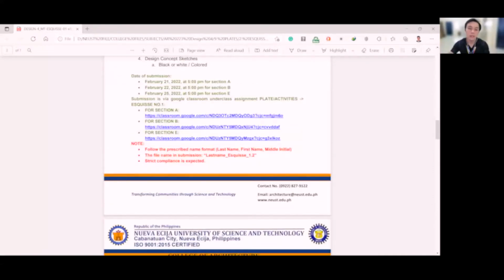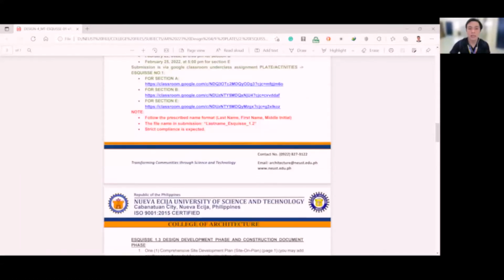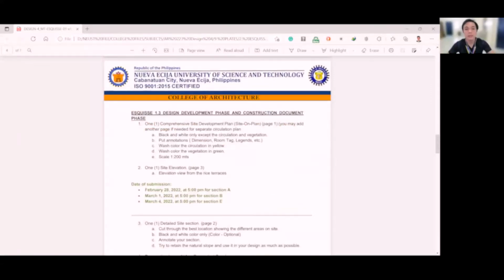So please follow the name format in the Google Classroom: last name, first name, middle initial. The format should be like this, and strict compliance is expected. I'm still checking the formats of your names in the G class, and if you cannot follow that, you will be automatically kicked out from the Google Classroom.